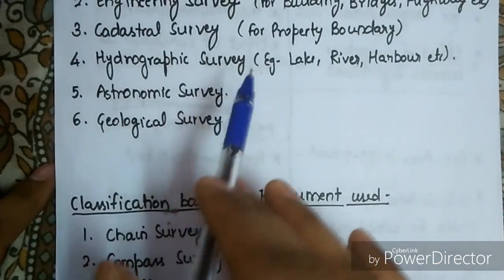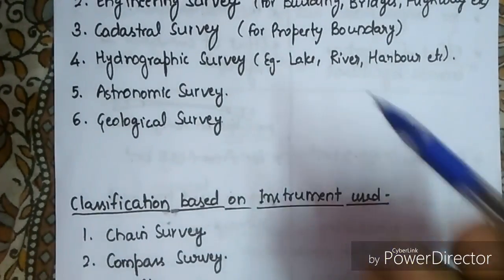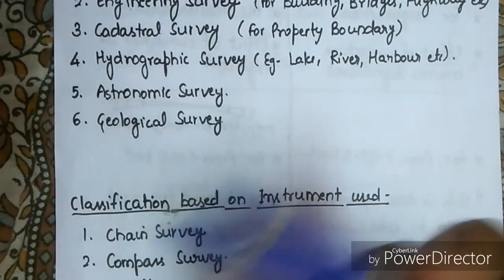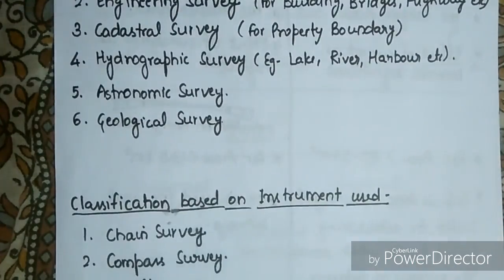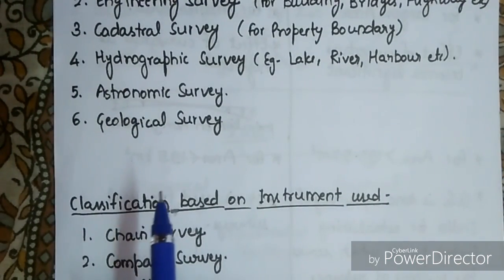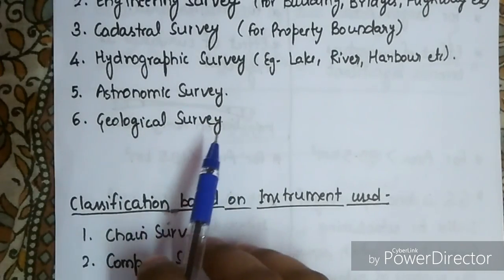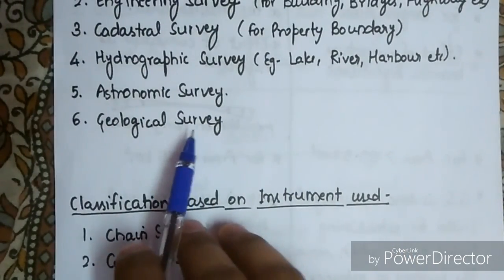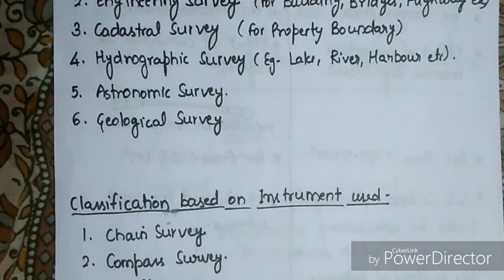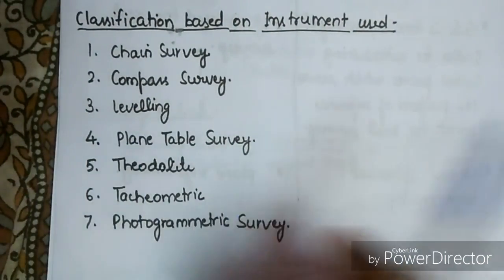The astronomy, you must be aware with it. These surveys are used to determine the latitude, longitude, local mean time at any place on the earth's surface by observing heavenly bodies. Okay. Next is our geological survey. Geological survey is used to obtain the information about different strata of earth's surface. Okay. There are different classifications of survey based on the instrument used.